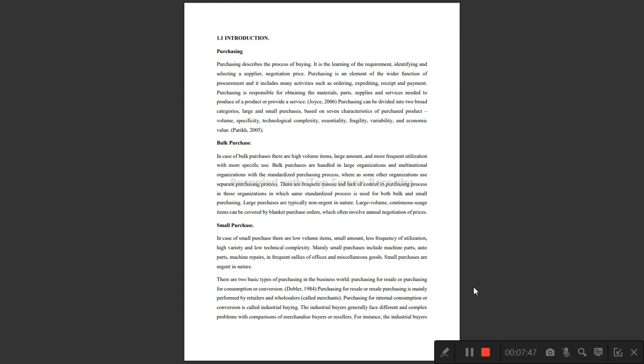Then apart from that, essentiality, which simply talks about how essential something is, and fragility, how fragile something is. And then variability, how variable something is. And then also economic value, which can be translated in the form of monetary value. All right. So that's under purchasing and purchase management.